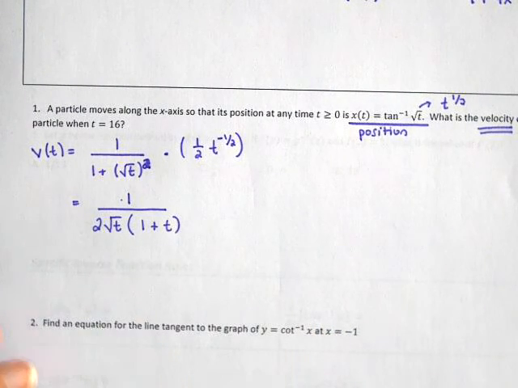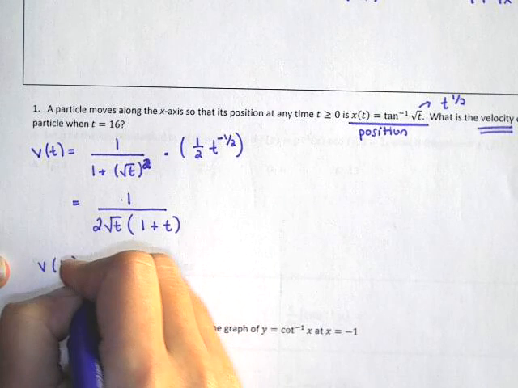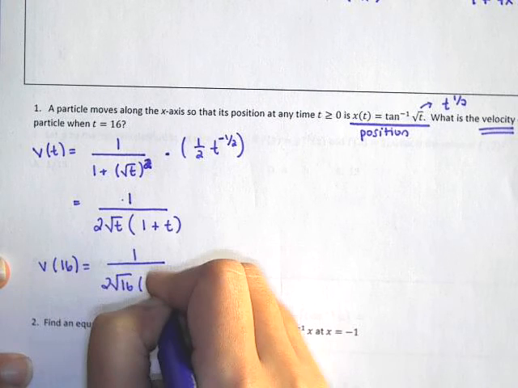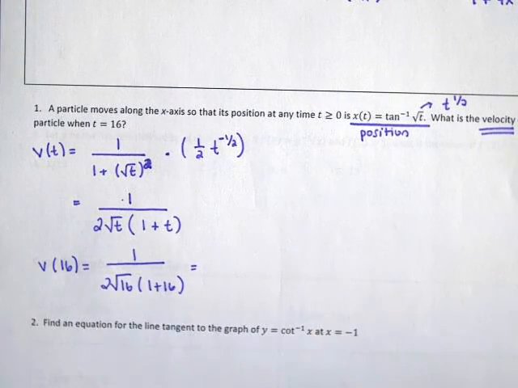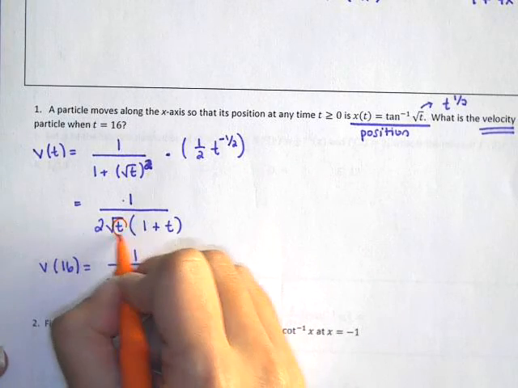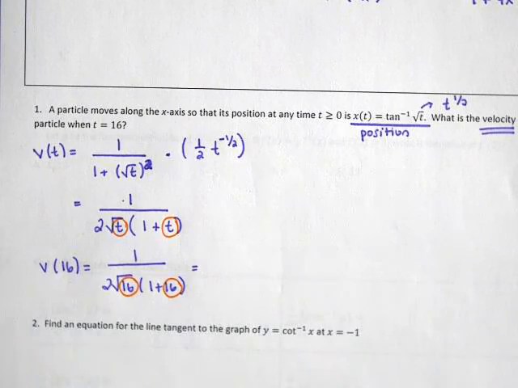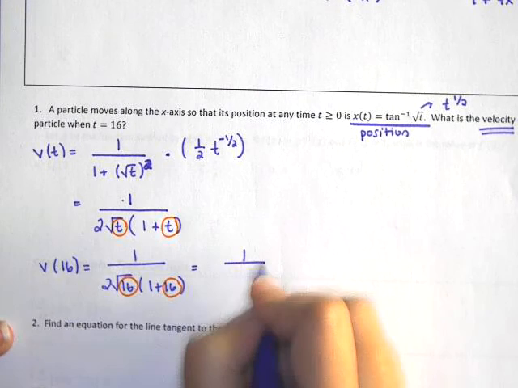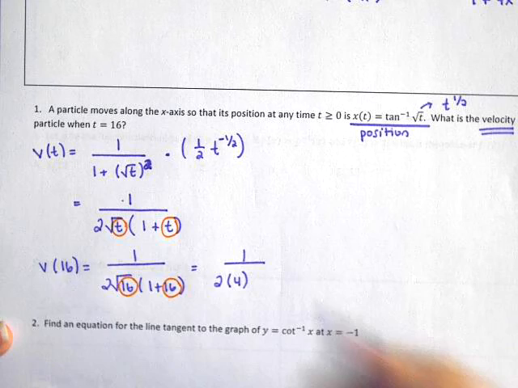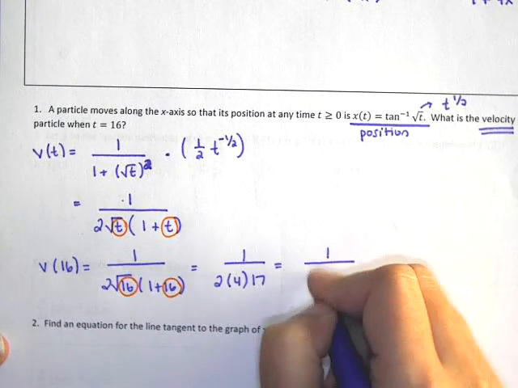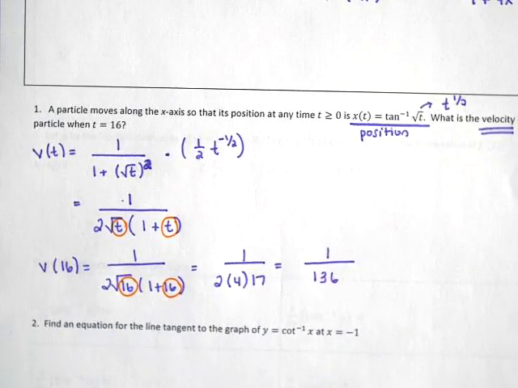My last part of the question here is, what is the velocity at 16? So all I'm going to do now is plug the number 16 into the problem wherever I see a t. So I'm plugging in the 16 here, and I get the 16 here and here. When I do that, I get 1 over 2 times the square root of 16, which is 4, times 17, which would be 8 times 17, which I believe is 136. So your answer would be 1 over 136. And you're done.